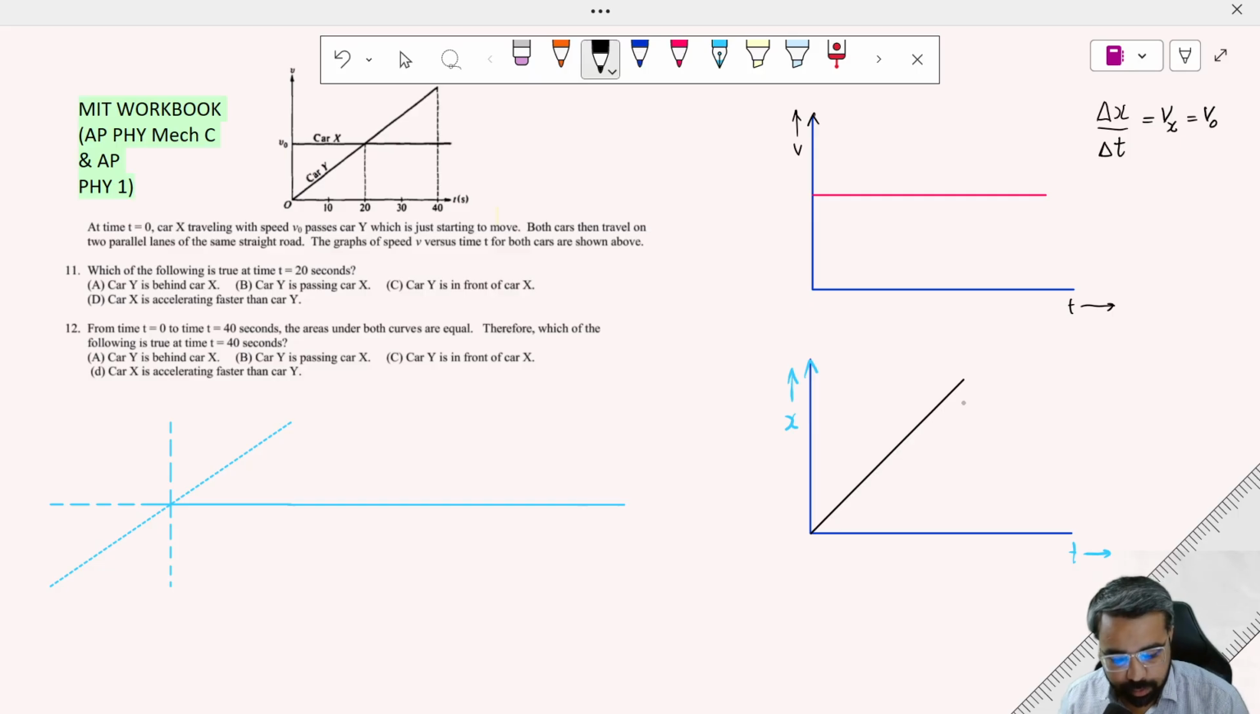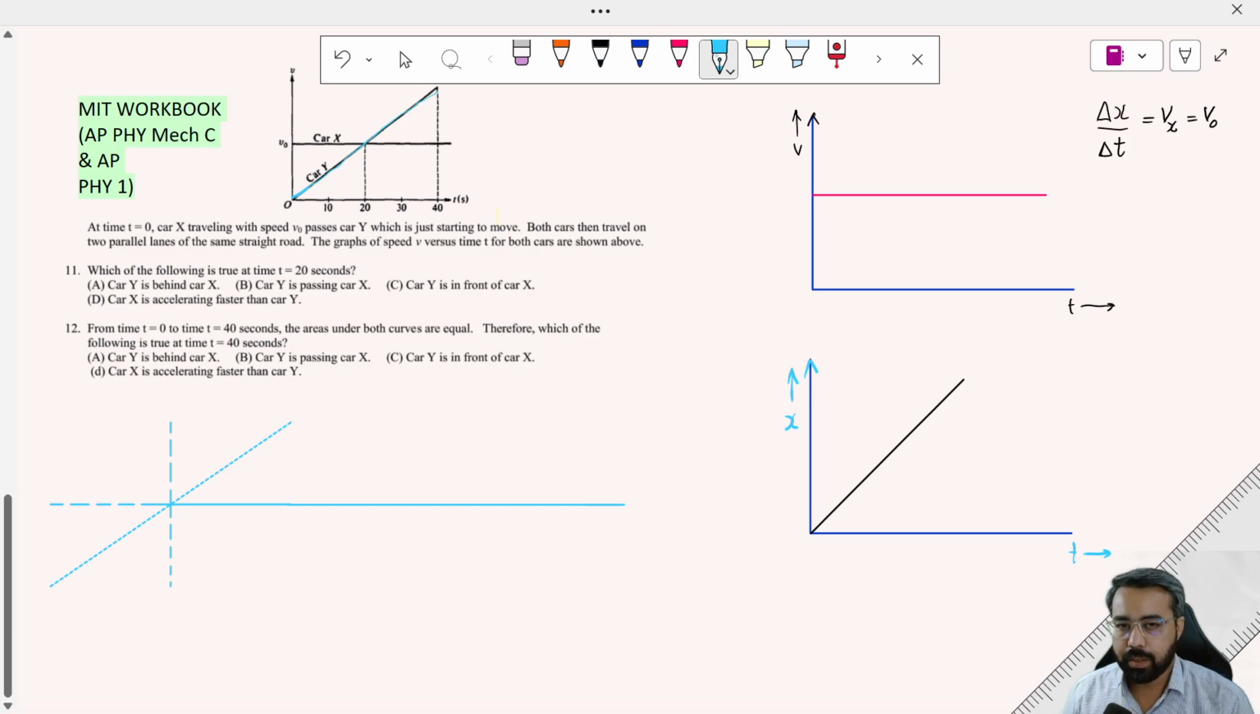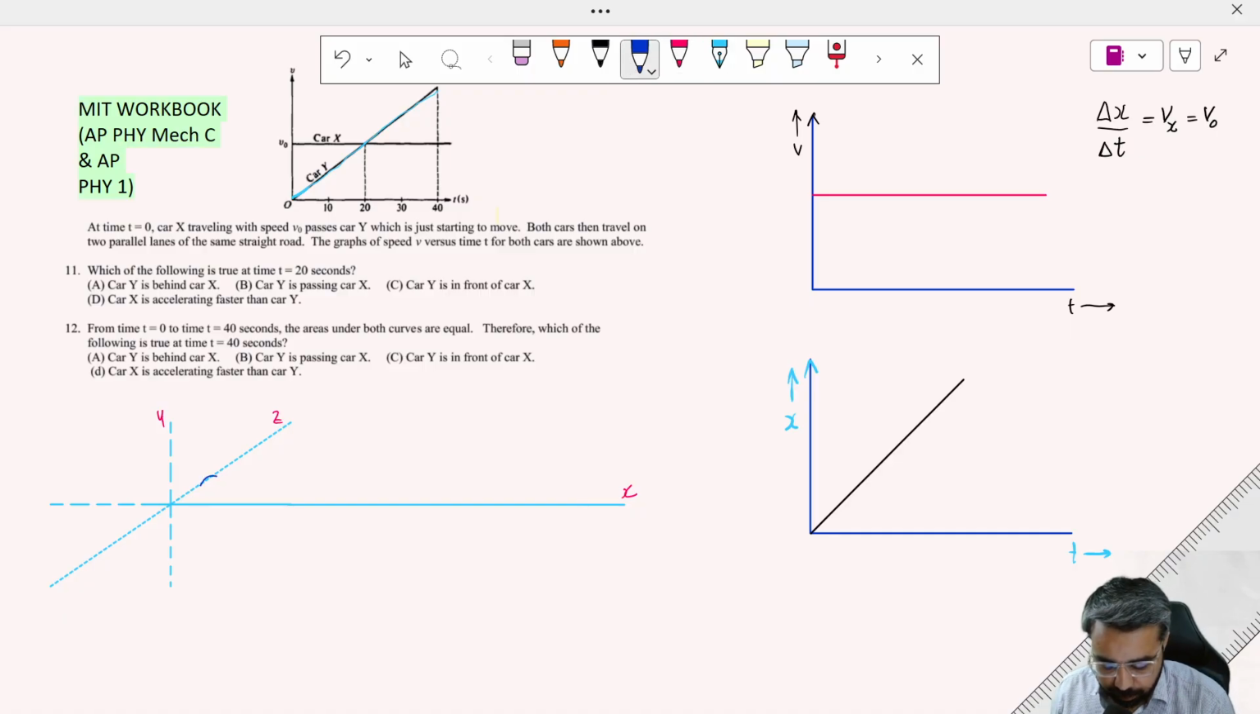And what about car Y? As we see, the velocity of car Y initially was 0, and both started from the same position. So this is our rectangular coordinate system. Let's assume this is the x-axis, this is y, and this is the z-axis. Both cars started from the origin at the same time. Car X already has velocity v0, but the initial velocity of car Y was 0 meters per second.